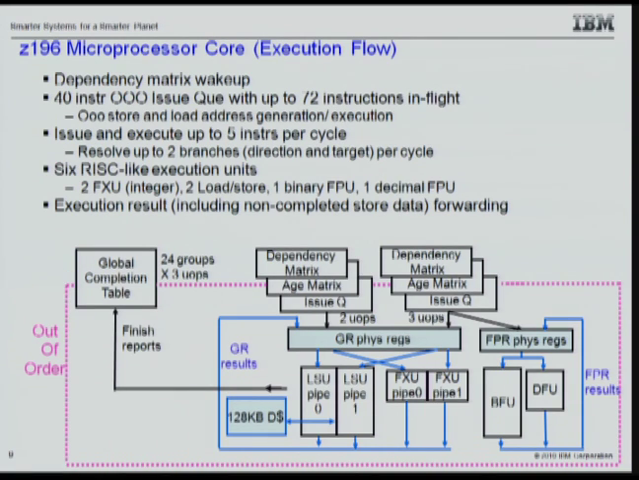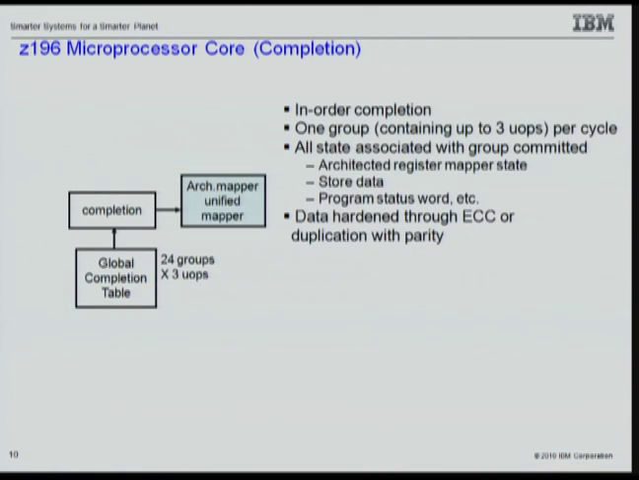When these instructions execute, and they can execute randomly out of order, they generate a finish report, and that information from the finish report is written into a global completion table. All right. Now the final part is the completion part, and this is done in order. So architecturally, a program cannot observe that instructions executed out of order. So this is where we bring things back into original program order.